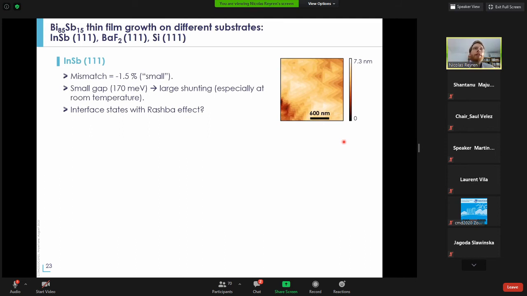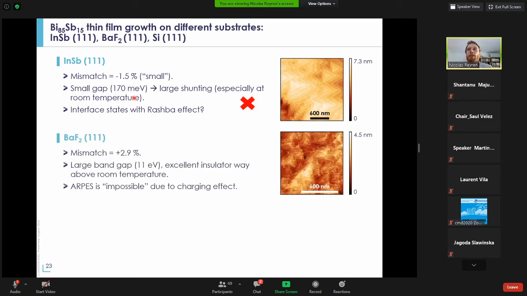The first one we tried was indium antimonide because of the small mismatch, 1.5% only, and you see a very nice atomic force microscopy image of the surface. But the problem is that indium antimonide has a very small gap, and you have a large shunting, especially at room temperature. Moreover, we tried to make thin films of indium antimonide on gallium arsenide in order to reduce the thickness of indium antimonide and its shunting, but then you may have some interface with Rashba effects with gallium arsenide, and so it's too complicated. And finally, we gave up with this substrate.